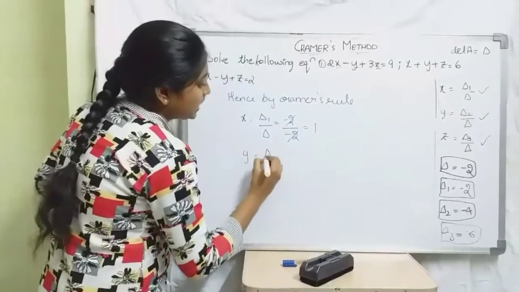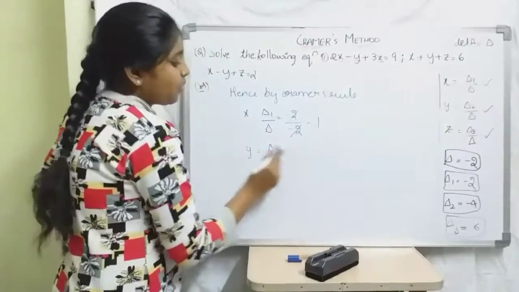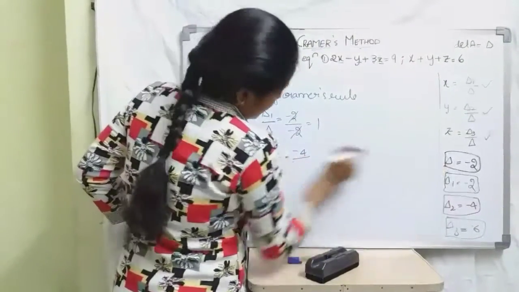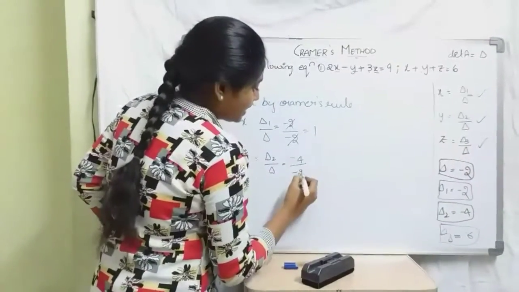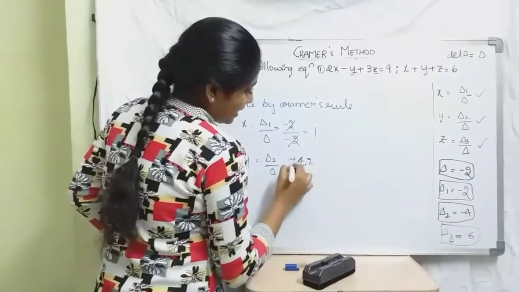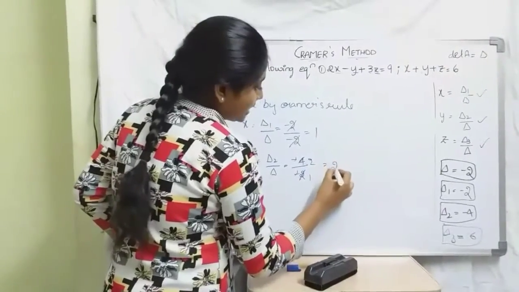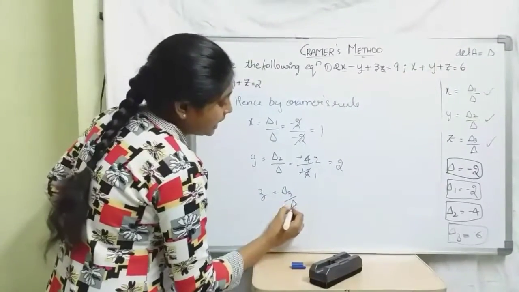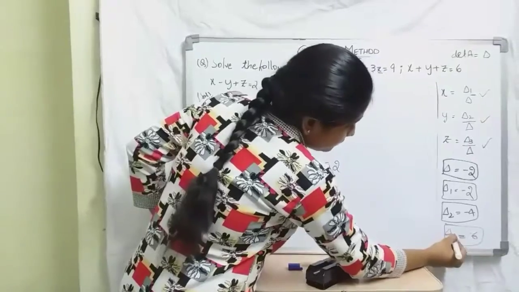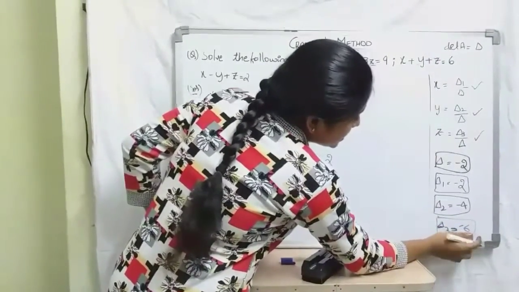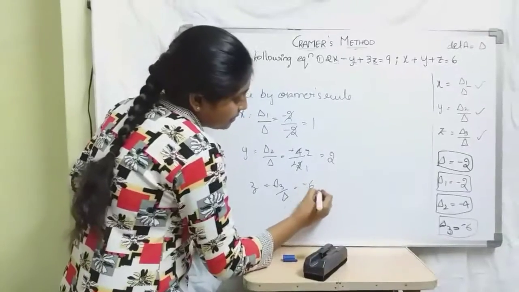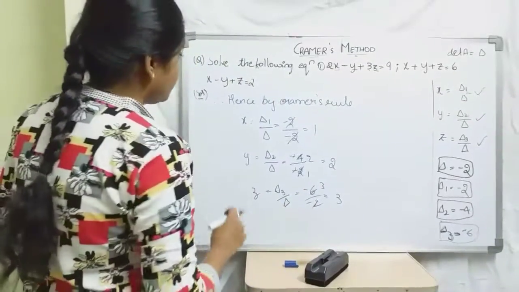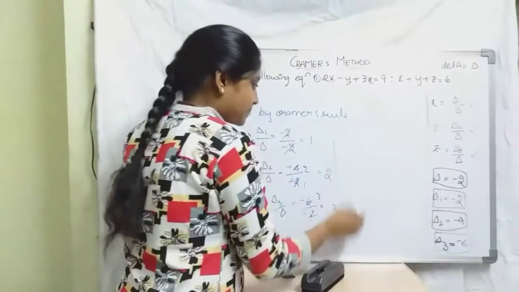y is equal to delta 2 by delta. What is the delta 2 value we got? That is minus 4. Minus 4 by, what is the value of delta? That is minus 2. 2 1s are 2, 2 2s are 4, so minus gets cancelled. It is plus 2. Now z is equal to delta 3 by delta. Delta 3 value is minus 6. So minus 6 by minus 2. 2 1s are 2, 2 3s are 6. That is 3.